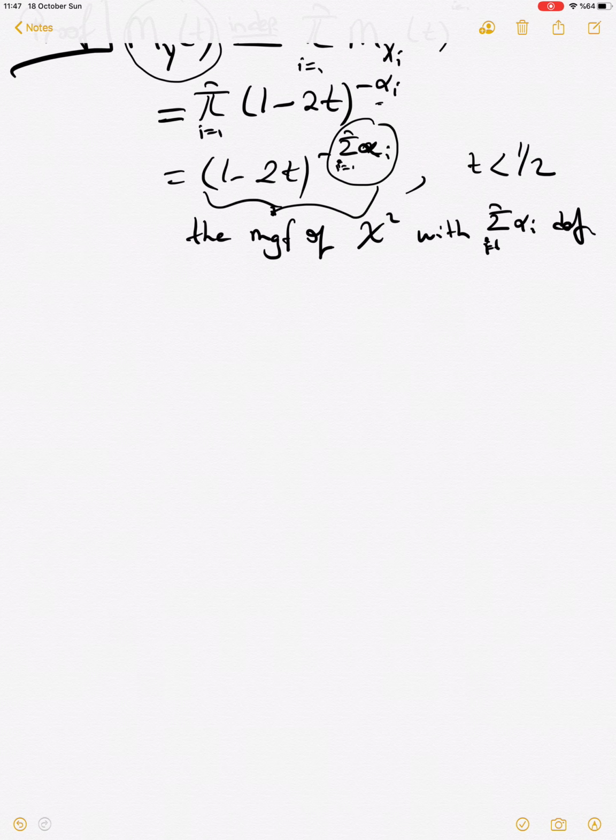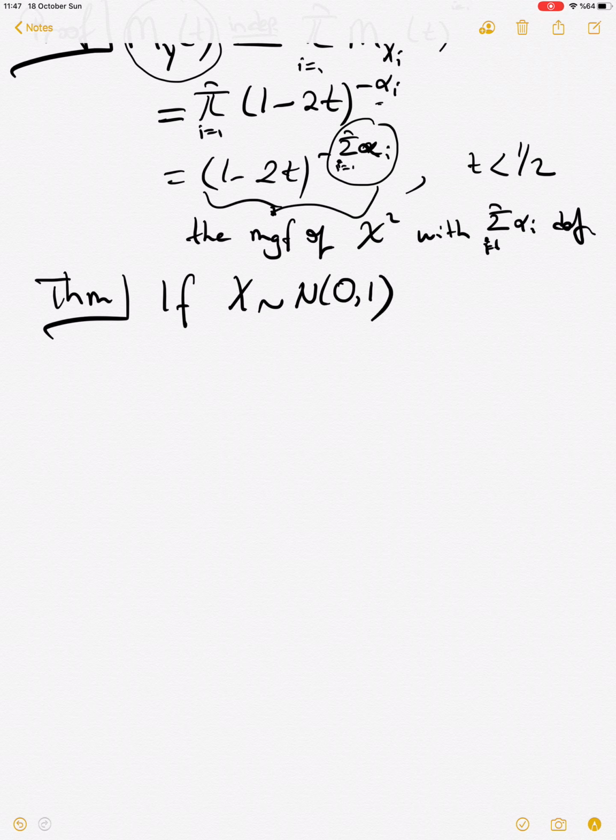What else? Another theorem: if X is standard normal distributed, then you know that the square of that, X squared, is distributed as chi-square with 1 degree of freedom. Actually, here if you want you can use the Jacobian method, but I also use the moment generating function form.